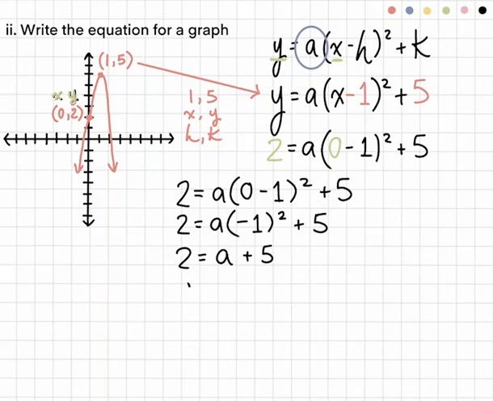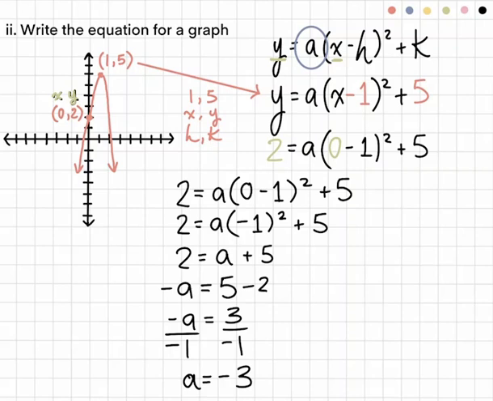And then we're going to isolate. So if I bring a to the other side, it's going to become negative. And if I bring 2 to the other side, it's going to become negative. So then we've got negative a equals 3. And then we're going to have to get rid of that negative. So divide or multiply by -1. I'm just going to divide. So then I've got a equals -3.